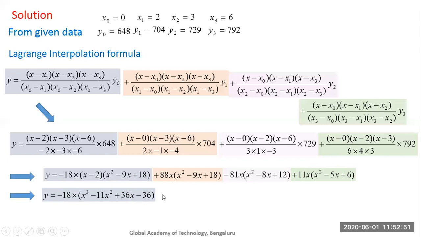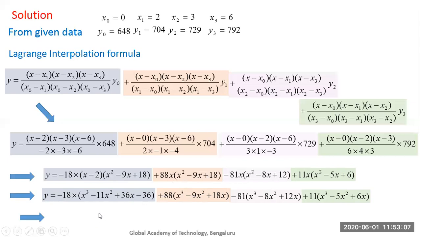Keep 88 as it is. Take x inside. You get x cube minus 9x square plus 18x. Similarly, minus 81 into x cube minus 8x square plus 12x, plus 11 into x cube minus 5x square plus 6x. Next, combine the similar power terms. Minus 18x cube plus 88x cube minus 81x cube plus 11x cube. So x cube is common there. You get minus 18 plus 88 minus 81 plus 11. We get 0 x cube. So all x cube terms get cancelled there.